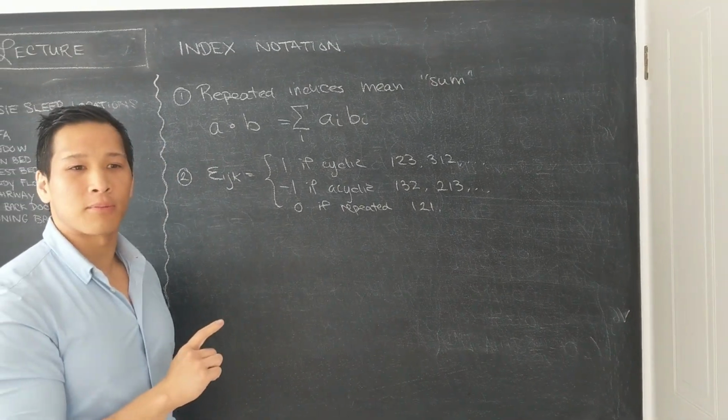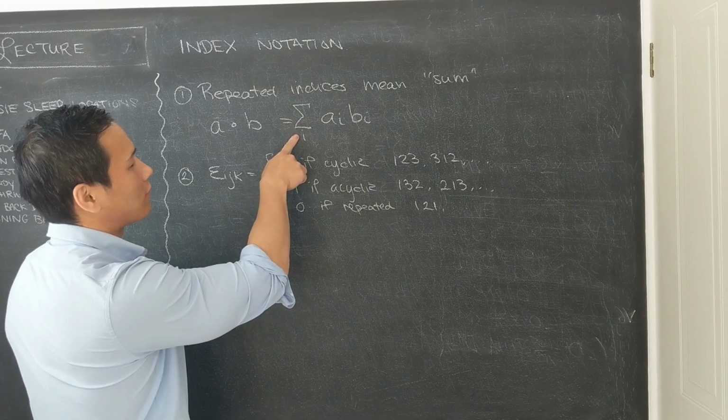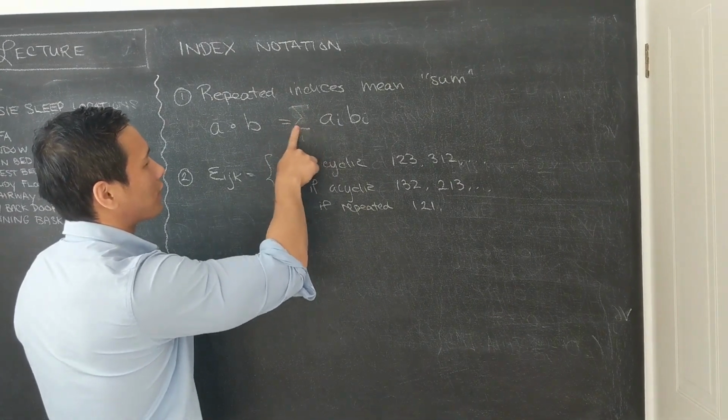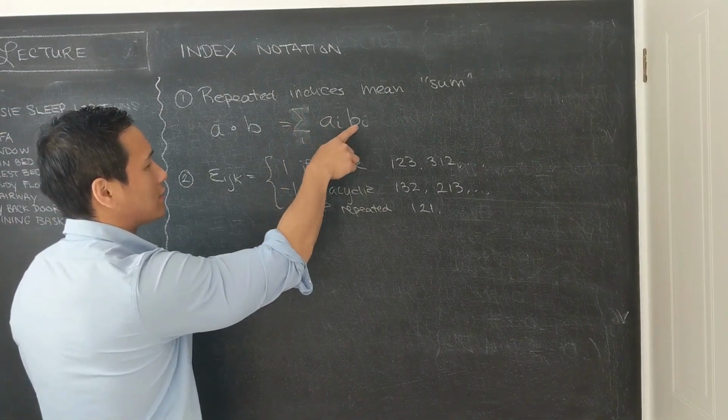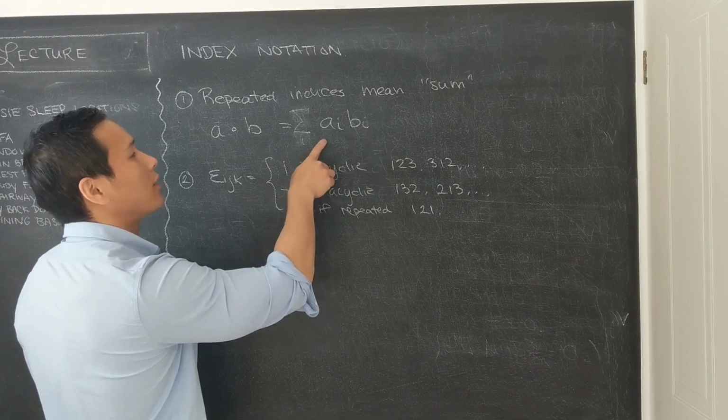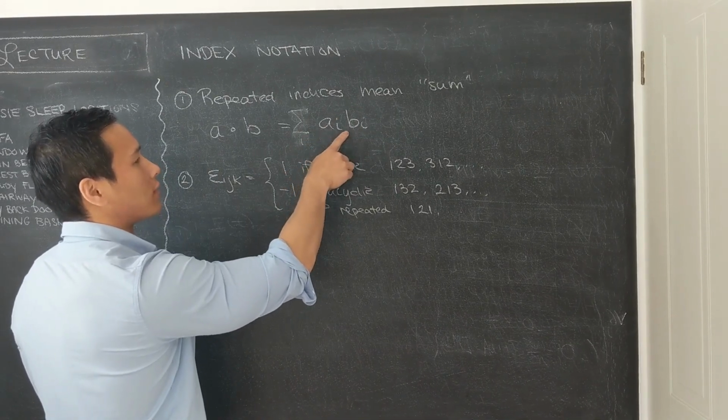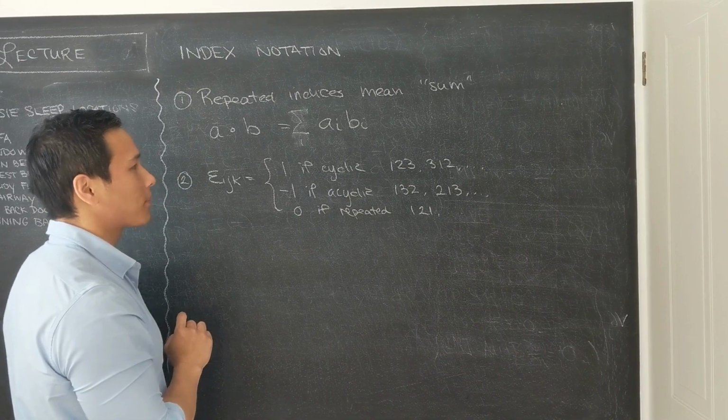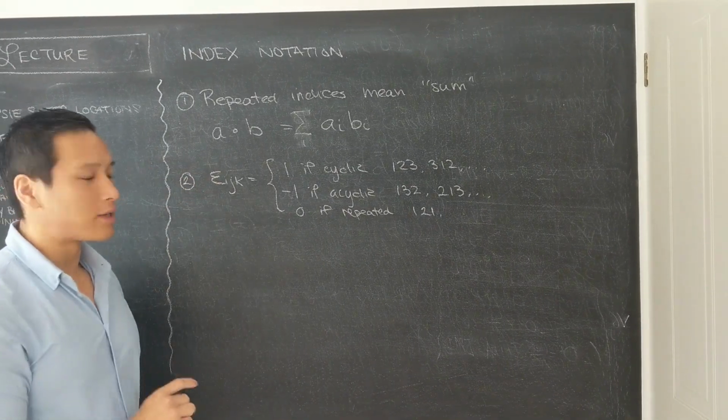So index notation profits from the fact that you don't have to write down these sigmas every single time. You just think of it as I see an i and an i here, and I have to sum over 1, 2, and 3, okay? The second principle that you use is this.